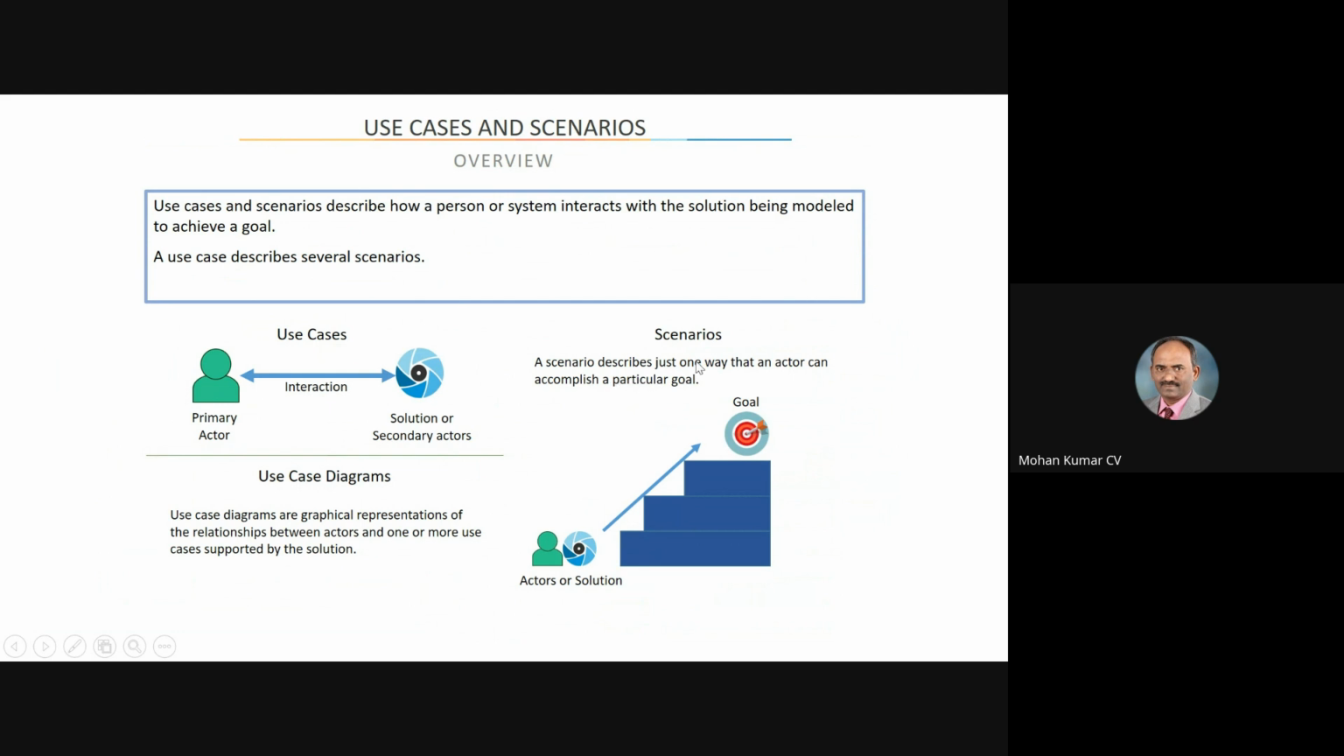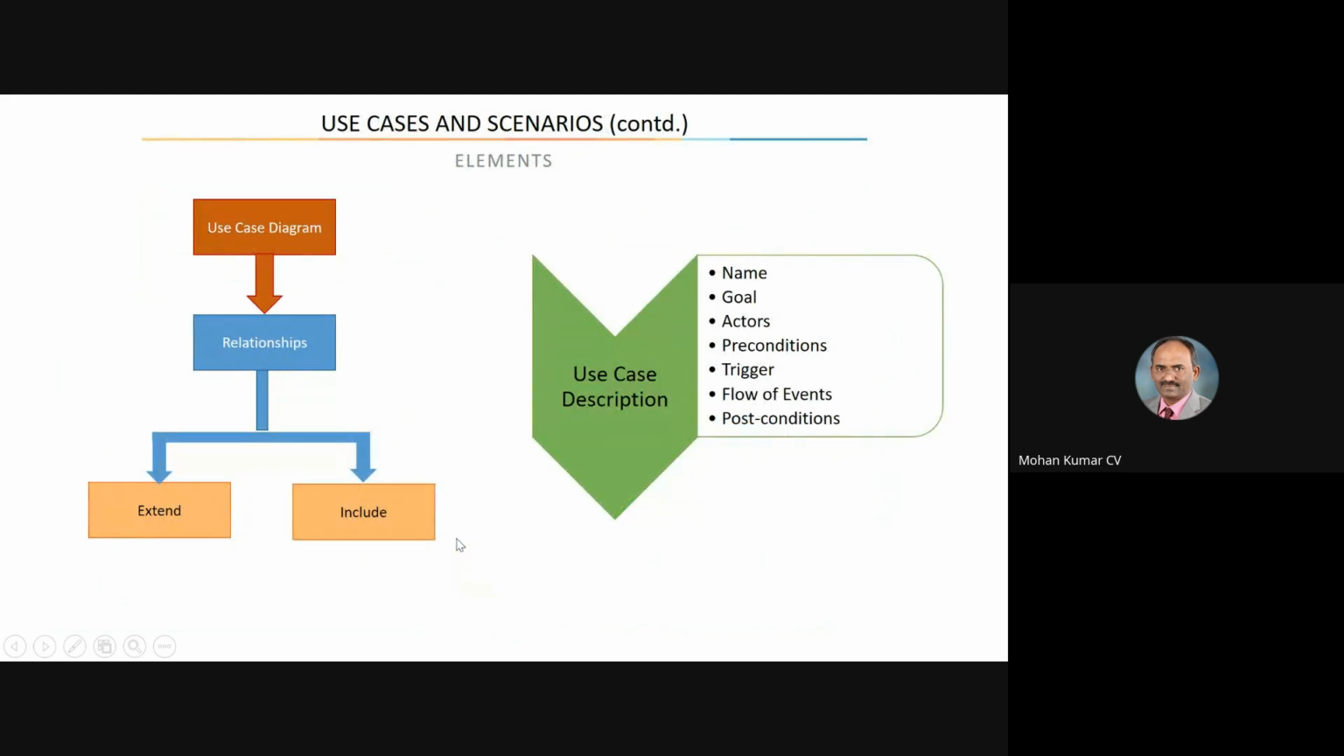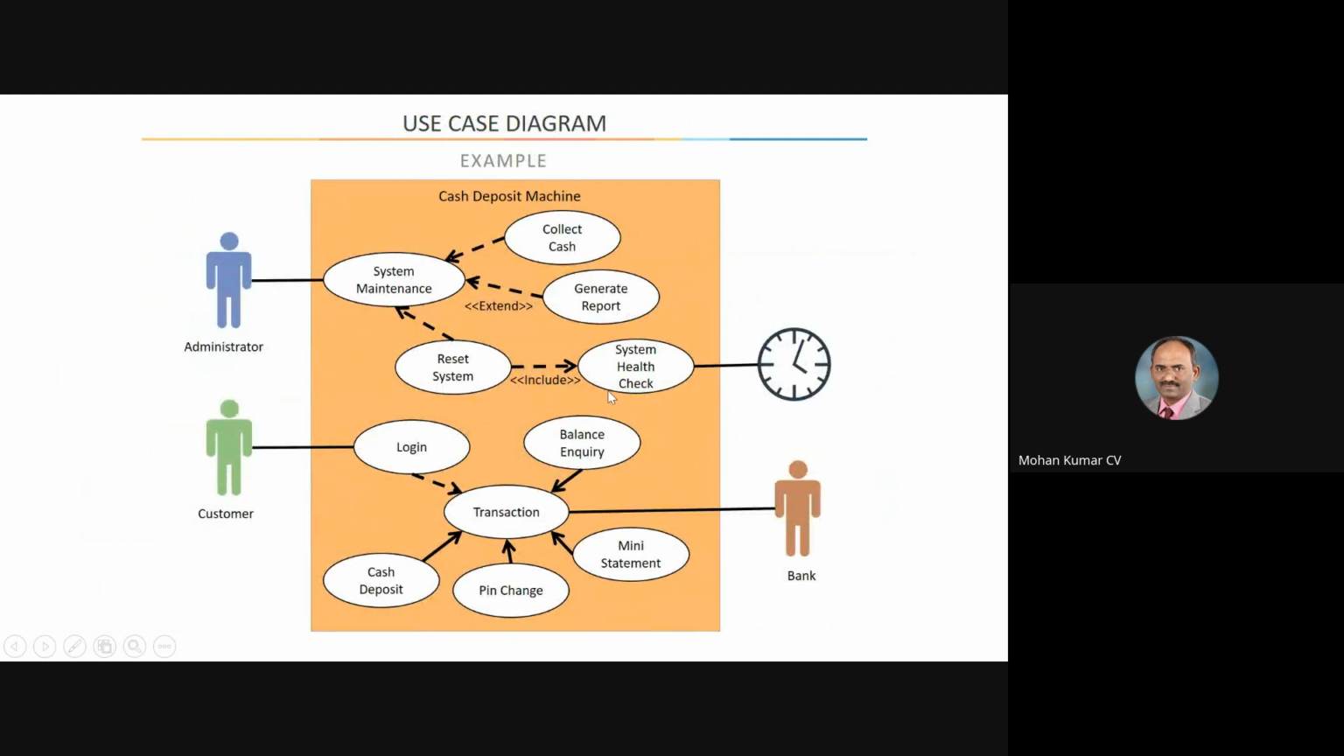A scenario describes just one way that an actor can accomplish a particular goal. So if you have an actor, it shows how the goal is achieved, like how we generally talk about the cashier. In a use case diagram, the relationships are extends and includes. A use case description will have name, goal, actors, preconditions, trigger, flow of events, and post conditions. Let's take a common example.